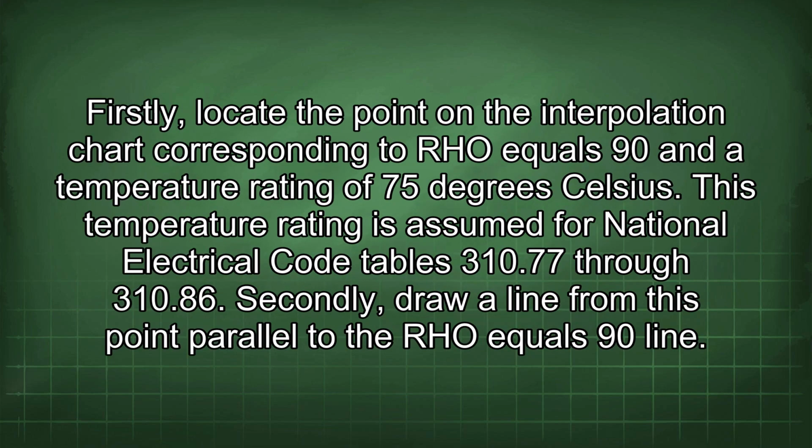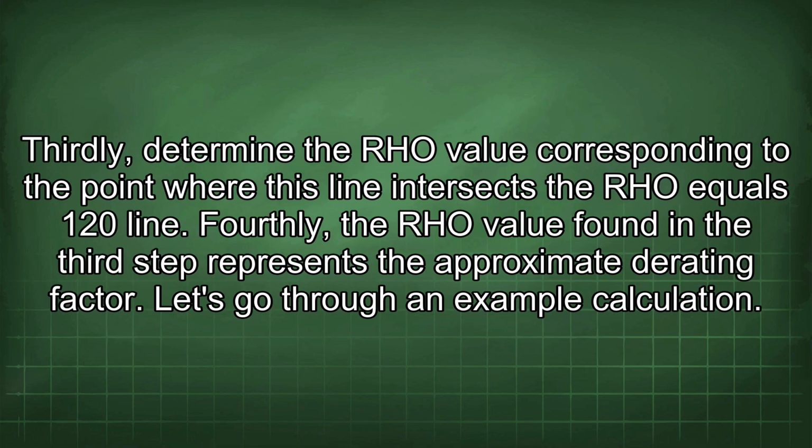Firstly, locate the point on the interpolation chart corresponding to RHO equals 90 and a temperature rating of 75 degrees Celsius. This temperature rating is assumed for National Electrical Code tables 310.77 through 310.86. Secondly, draw a line from this point parallel to the RHO equals 90 line. Thirdly, determine the RHO value corresponding to the point where this line intersects the RHO equals 120 line. Fourthly, the RHO value found in the third step represents the approximate derating factor.